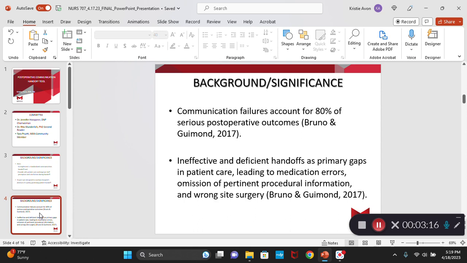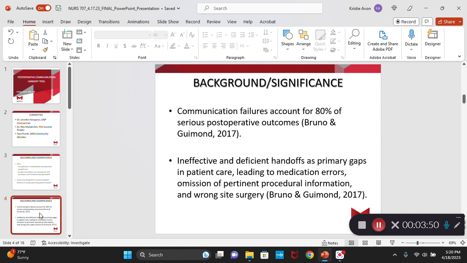Ineffective and deficient handoffs are primary gaps in patient care, leading to medication errors, omission of pertinent procedural information, and wrong site surgery. As previously discussed, no policy existed at the project site. Documentation from one department to the next relied heavily on self-made report sheets. A structured handoff tool was vitally important to help alleviate the need for memorization, to improve proficiency, and to enhance staff awareness and satisfaction.